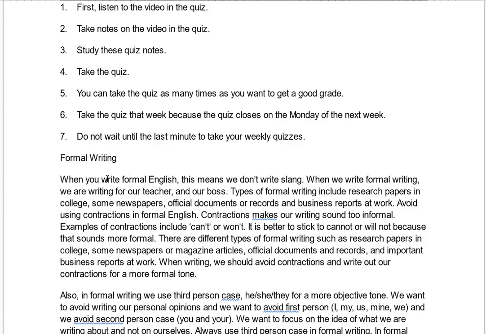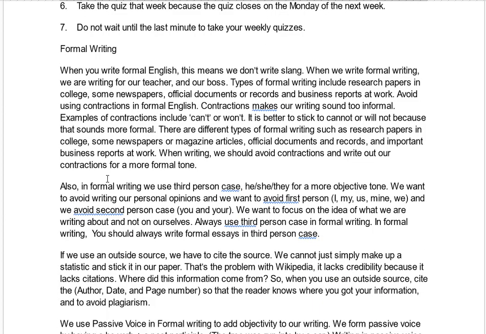So in this quiz, quiz 2, we're going to talk about formal writing. When you write formal English, this means we don't write slang. When we write formal English, we are writing to our teacher and our boss. Types of formal writing include research papers in college, some newspapers, official documents or records, and business reports at work.